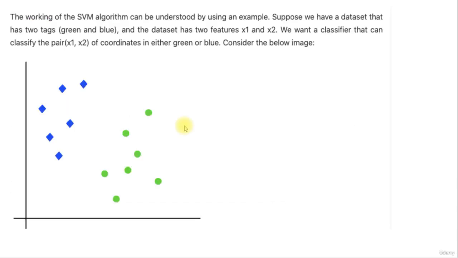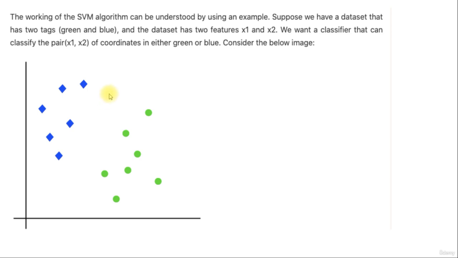So let's understand with this practical example. The working of the SVM algorithm can be understood by using, suppose we have a dataset that has two tags, green and blue, and the dataset has two features, x1 and x2. We want a classifier that can classify the pair x.